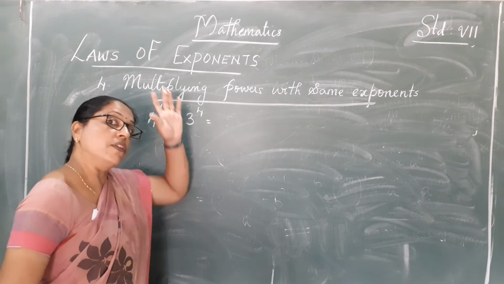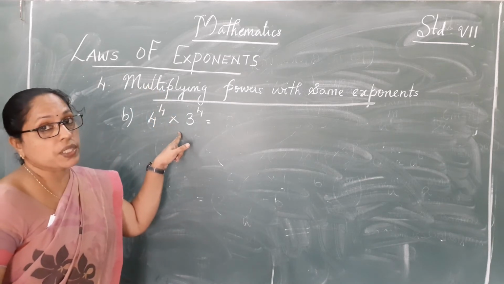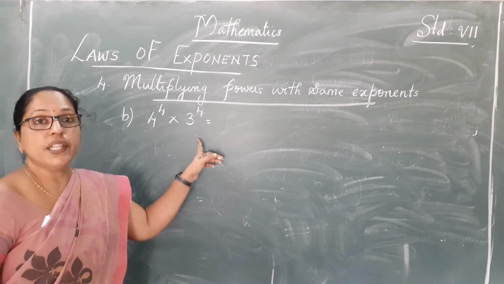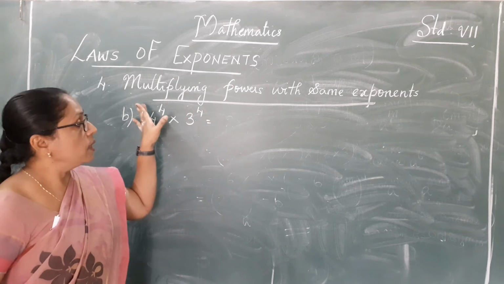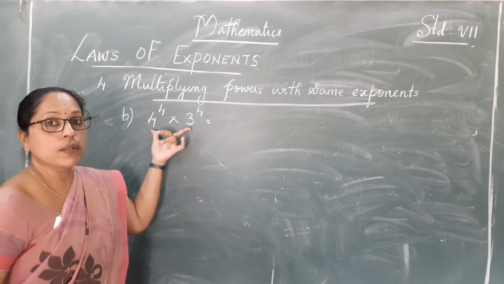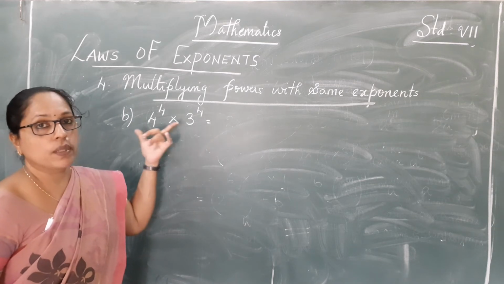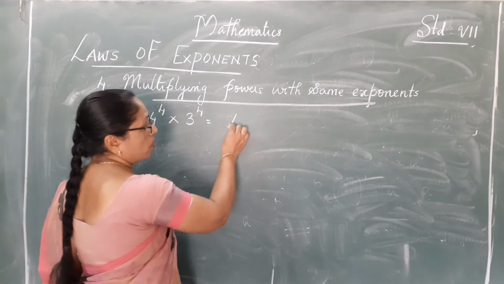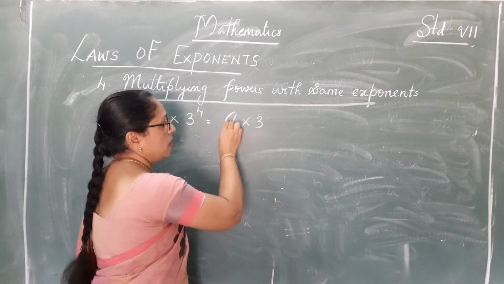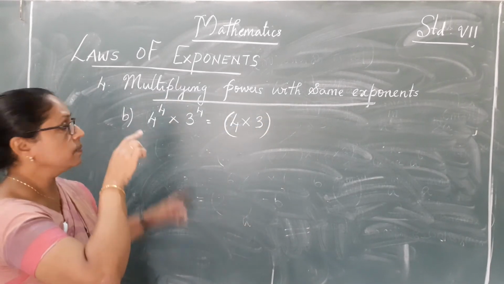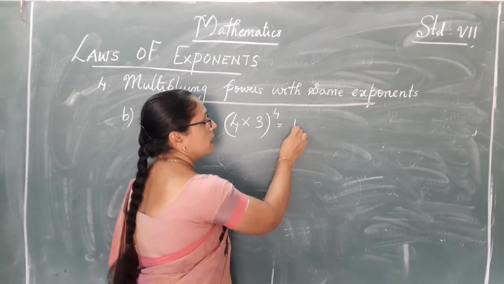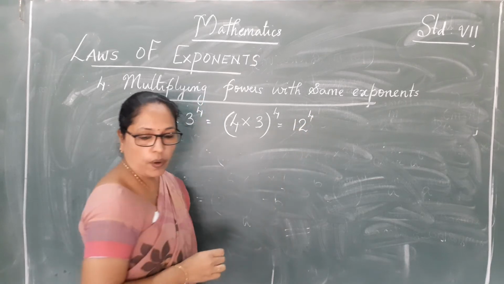Immediately when we look, we think of the first law, because first law is also multiplication. But remember, in first law, bases should be equal. Here the bases are different and the exponents are equal. So there is nothing going to happen on the exponent. The operation will happen on the bases. What happens to the base? Come on. Yes, 4 into 3, the whole raised to, what will come? The common exponent 4. Yes, correct. So 4 into 3, 12. 12 raised to 4. Okay.